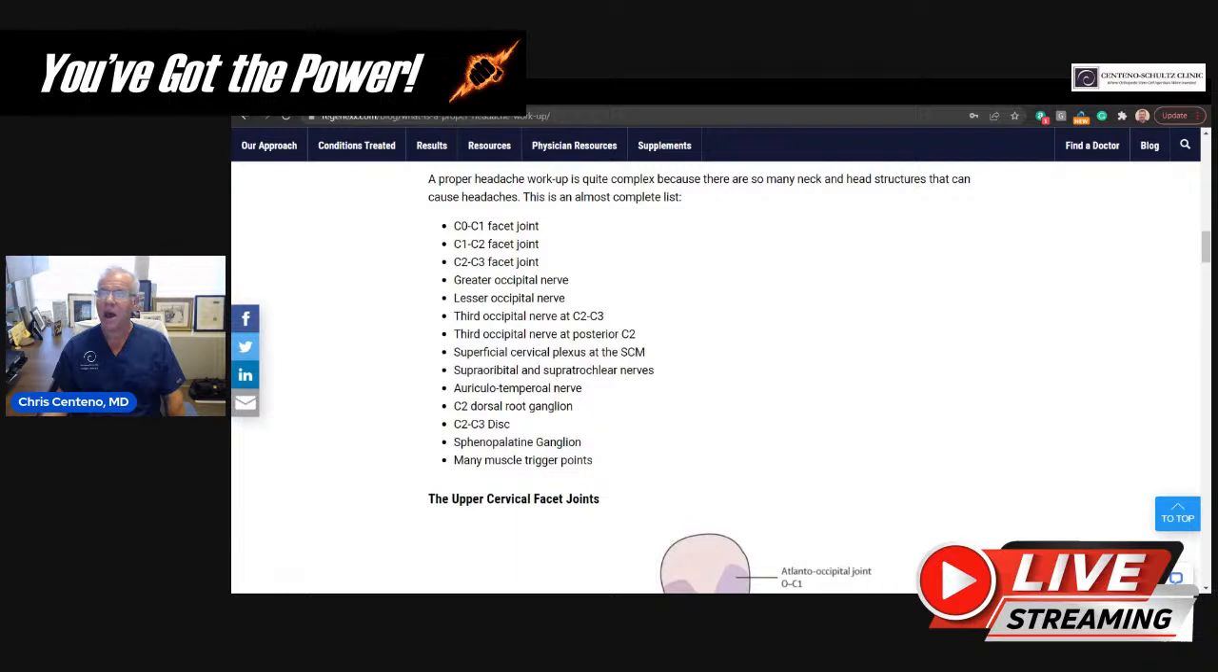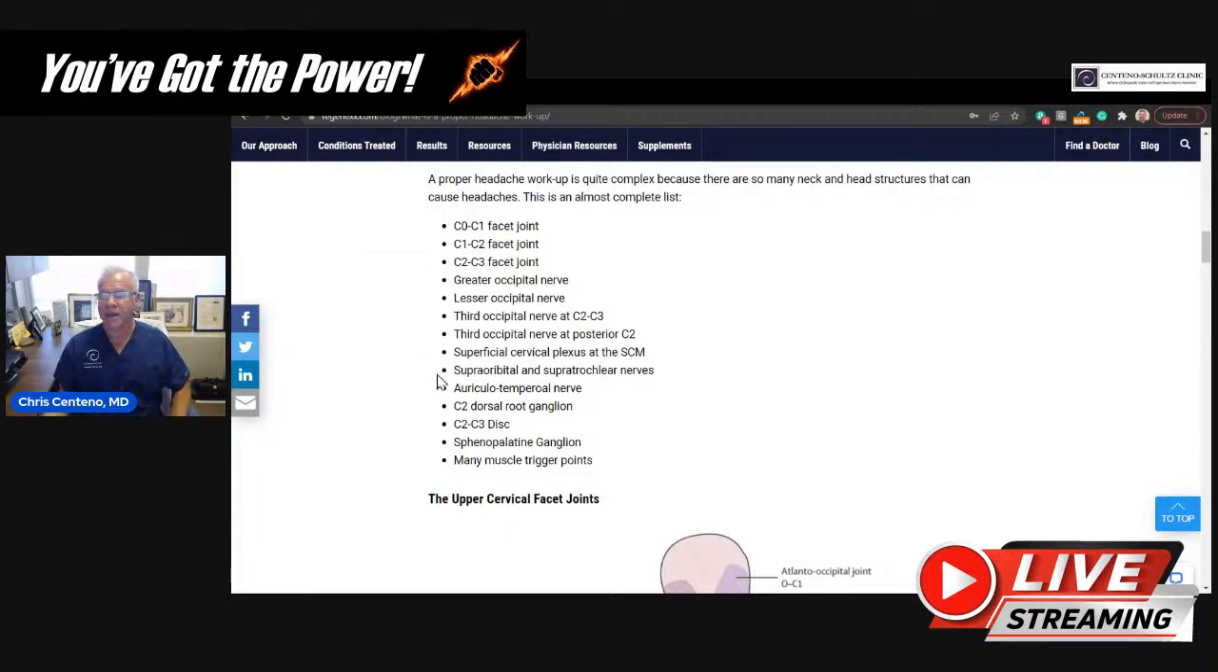And then we've got the greater occipital nerve, lesser occipital nerve, third occipital nerve, the third occipital nerve at C2-3, and the third occipital nerve at C2. So just the occipital nerves, we now have 4 of those that have to be part and parcel of that diagnostic workup. We've got to numb those out using ultrasound guidance and or X-ray guidance, depending on where they are. Then we've got the superficial cervical plexus underneath the sternocleidomastoid.